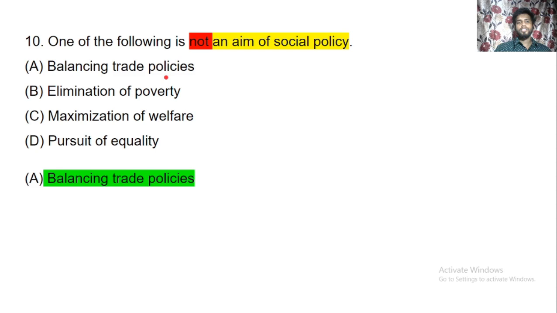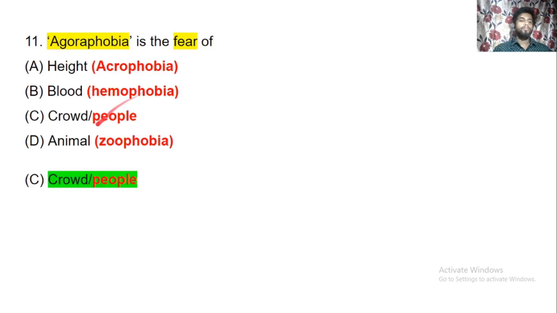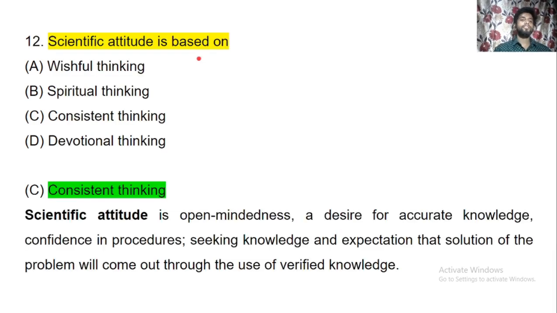Now next question, acrophobia is the fear. So height is the fear of acrophobia, and blood is the fear of hemophobia, and animal is zoophobia. So this one goes to crowd and people, which is agoraphobia, the fear.